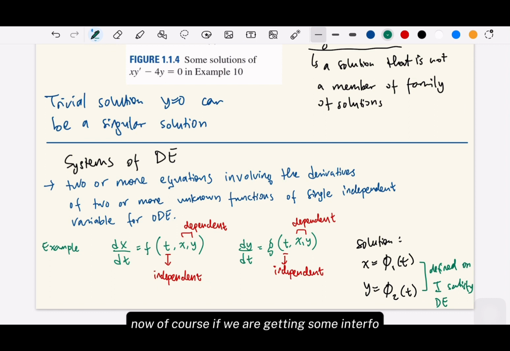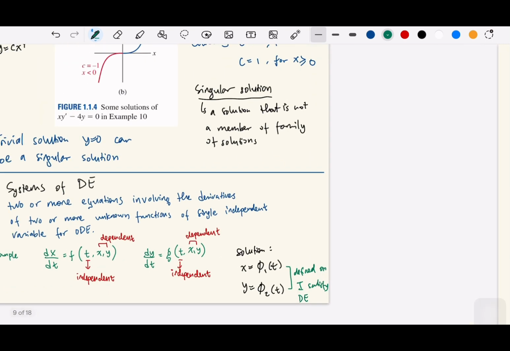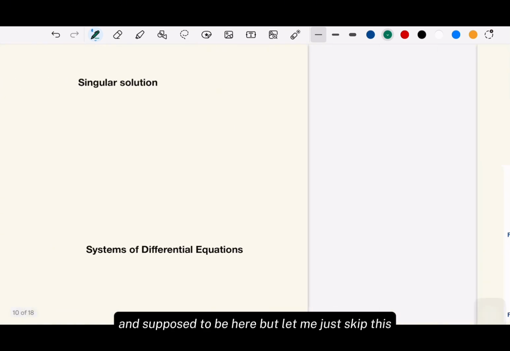Now, of course, if we have some interval and our solutions also have some interval, we also have an infinite number of solutions, right? So we don't want that many, and we want to restrict some of them. That is what we are going to do in the next section. We are going to limit how many solutions we have, and usually we set some initial conditions. We set some points that we want to observe.